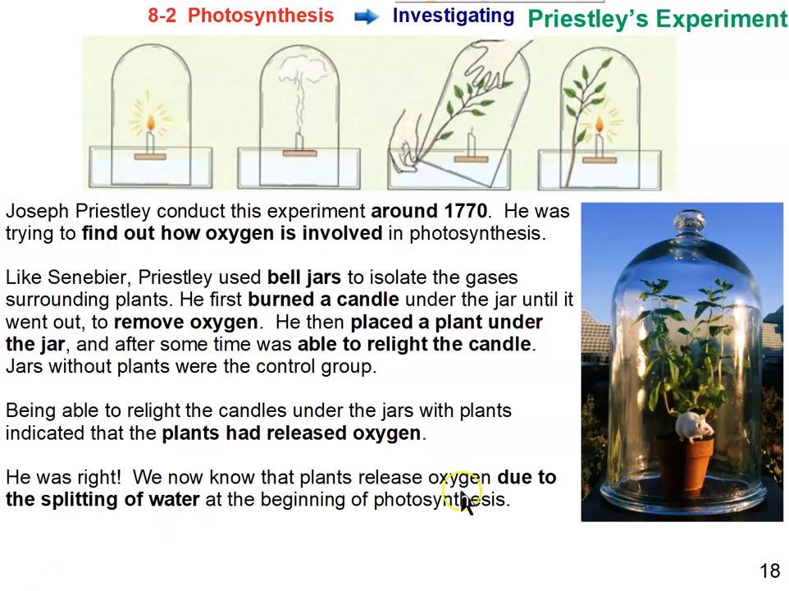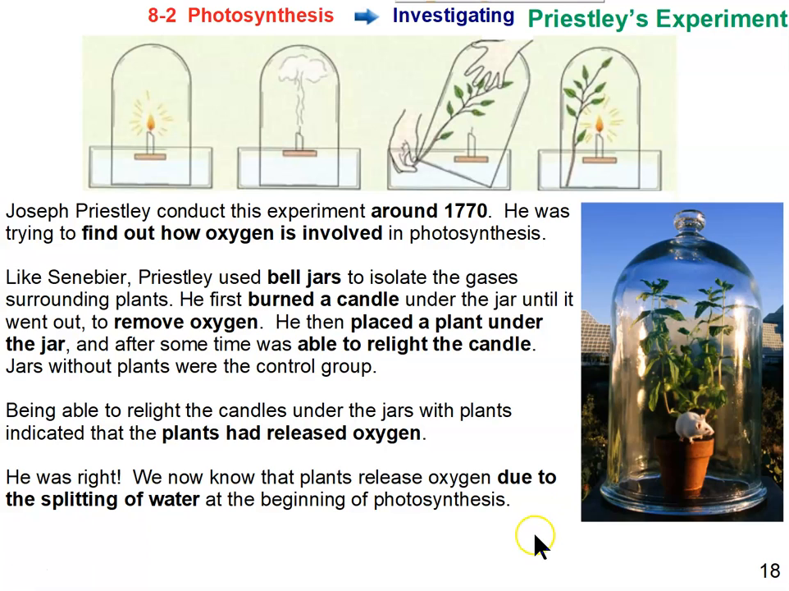We now know that plants release oxygen due to splitting of water at the beginning of photosynthesis. So you know again that water is H2O. The O is oxygen, and that's where the oxygen that plants release comes from. They split water at the very beginning of photosynthesis, and then the oxygen is released as oxygen gas.